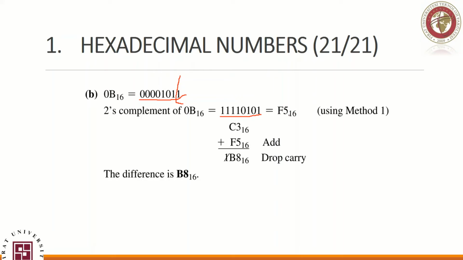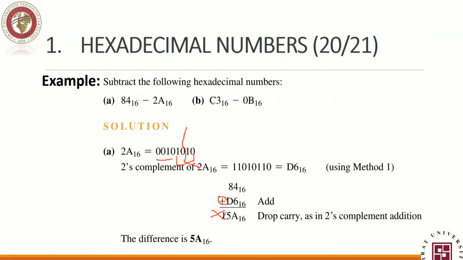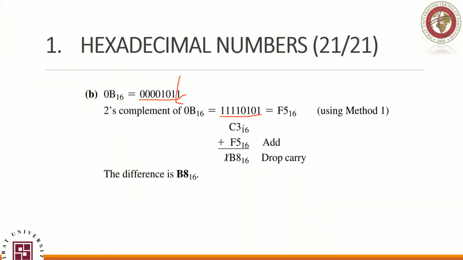F5 in base 16, we need to add C3 to F5. 3 plus 5 in base 16 is fine, it is 8. There is no problem. But C plus F is beyond 15, which means we need to subtract 16 from the result here, and we get the decimal number of it. Then we ignore the carry. The same rules we applied earlier.